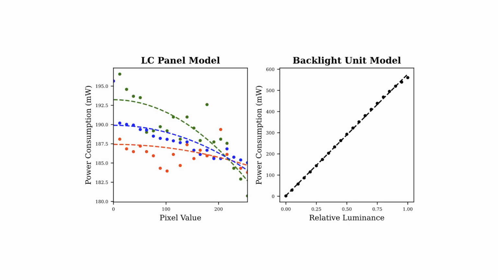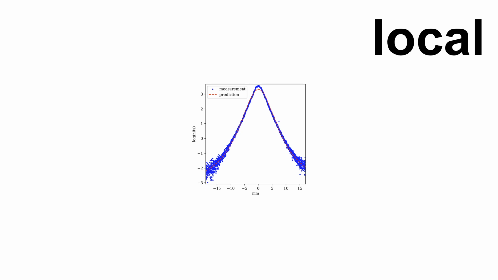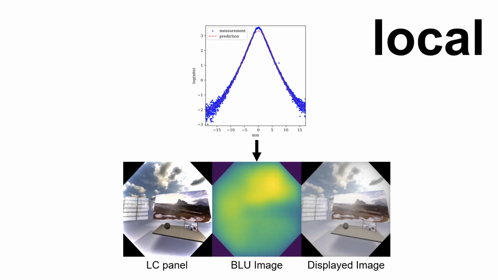Our modeling of the Quest Pro LC panel and backlight unit, or BLU, measurements show little variation in LC panel power, so color has minimal impact on LC display power. We also modeled two BLU driving schemes. Global dimming, which is an approach that sets all BLU LEDs to the same value, and local dimming, which allows for control of individual LEDs. For local dimming, we implemented a heuristic using the measured Quest Pro point spread function to determine BLU LED intensities.